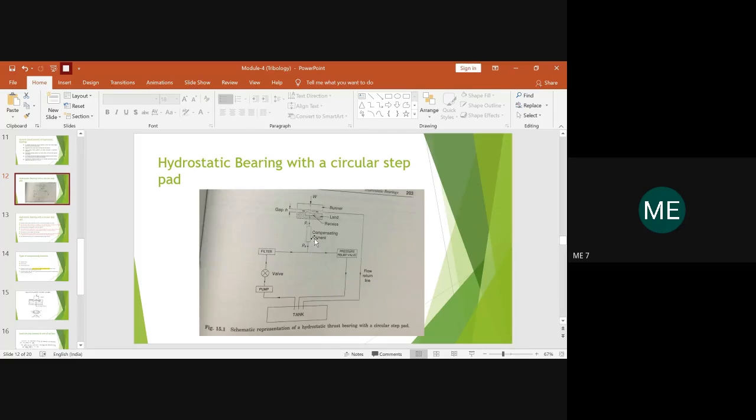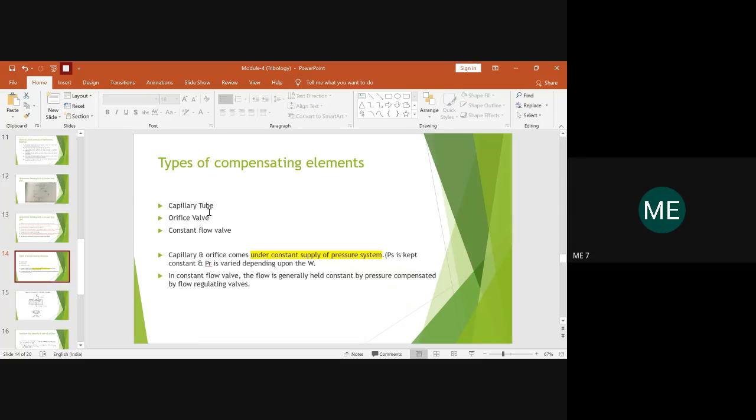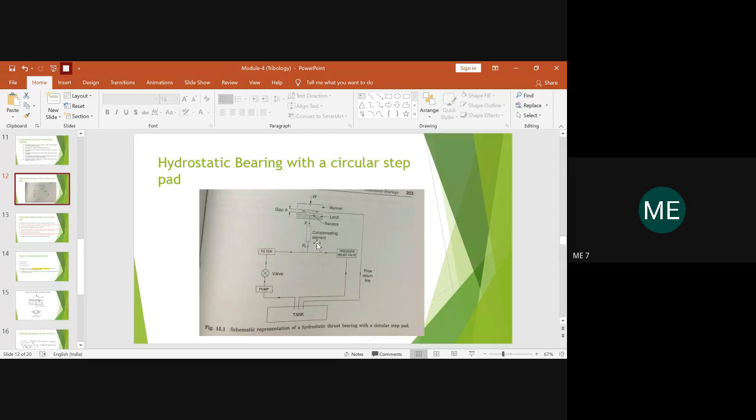Only the oil which passes through the compensating element, where you will have the valve, is varied. It could be either a capillary, orifice, or constant flow valve. This type of valve mechanism is associated with the compensating element, and it helps to reduce the pressure as per the requirement. So how do you reduce the pressure? You check the load supplied, because the load acting in the downward direction should be equal to the pressure coming in the upward direction. Both should be in equilibrium. As per that, you have to check the pressure and compensate it accordingly.